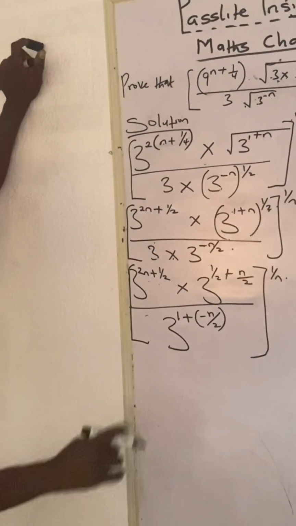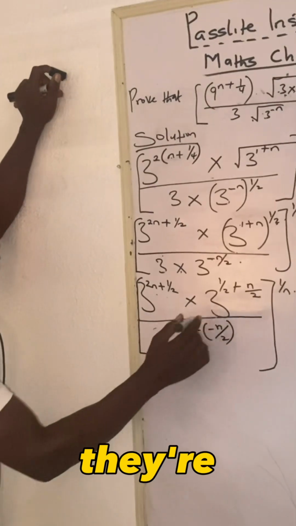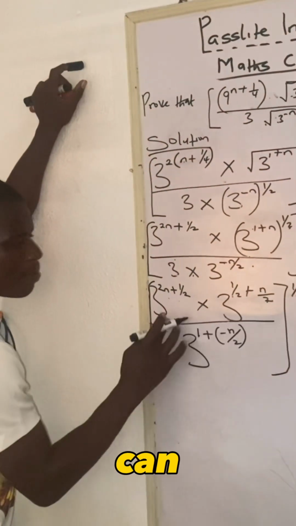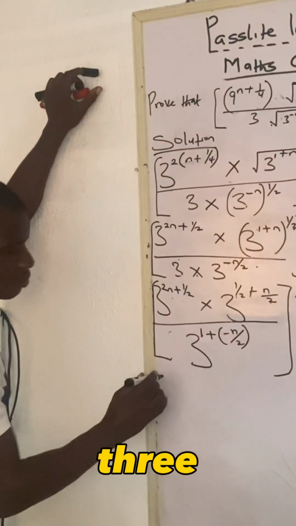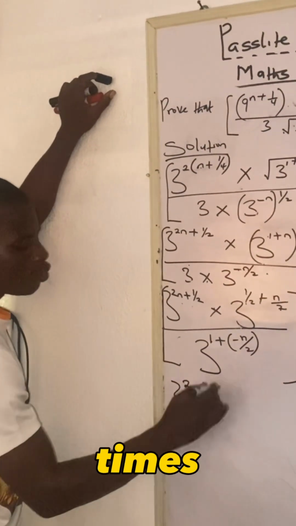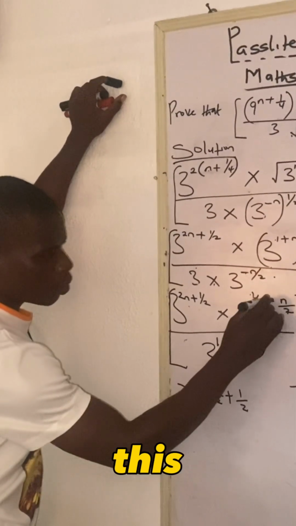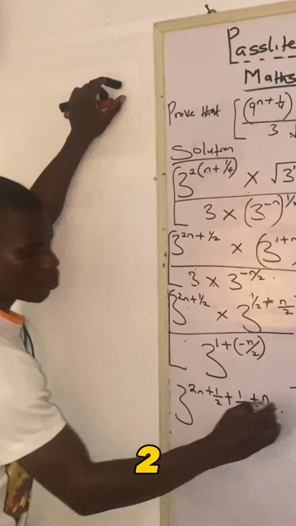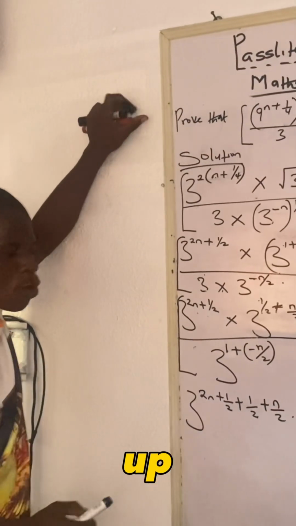So let's continue. Pick one 3 out of this. Before that, if you want to add them together, there's no problem, but you can pick one 3 out of them. So pick one 3. 3 raised to power, what do you have there? 2n plus 1 over 2, times turns to plus 1 over 2, this plus n over 2. Then all this, let them go up one by one.